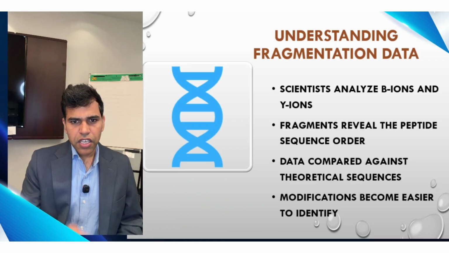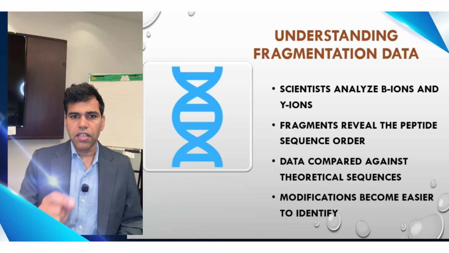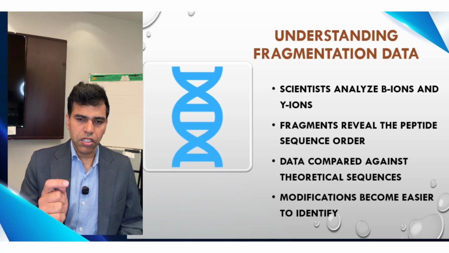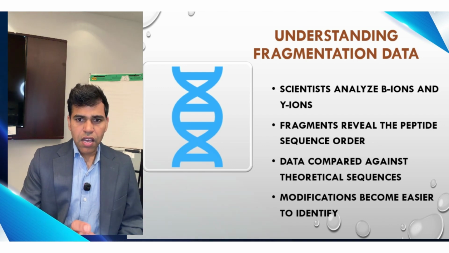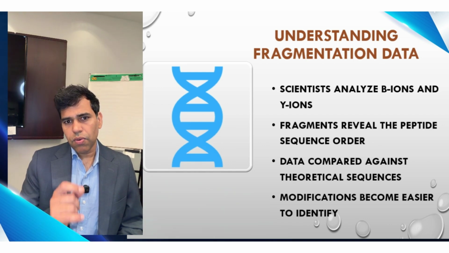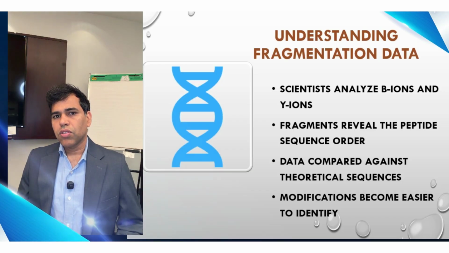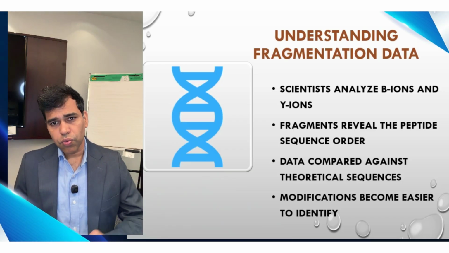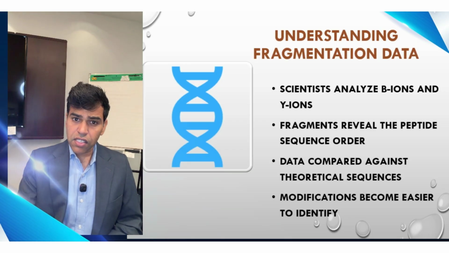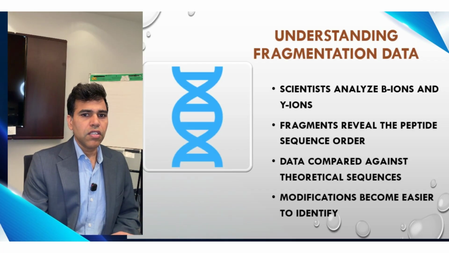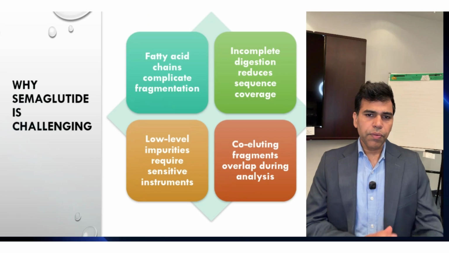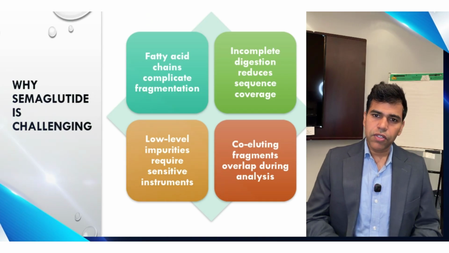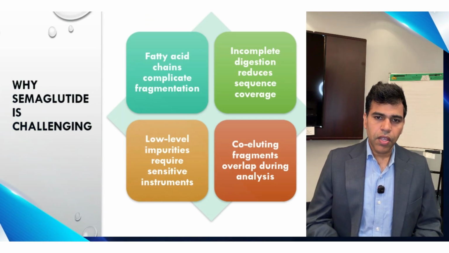Critically, modifications, the fatty acid chain, the Aib substitution at position number 2, appear as mass shifts, and those shifts only make sense to an analyst who knows what to look for and can distinguish a genuine modification from an instrument artifact. Now the question is why semaglutide is challenging.